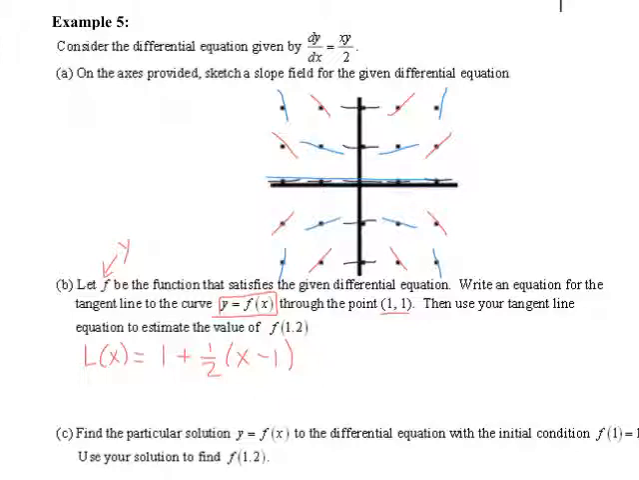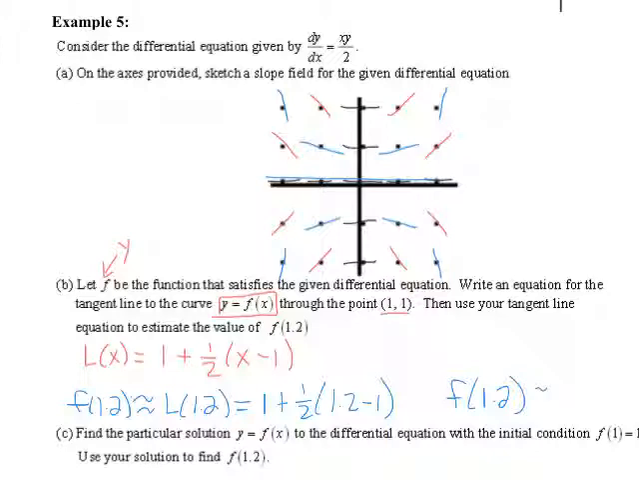Then use your tangent line to estimate the value of f of 1.2. So what we have here is linearization. f of 1.2 is approximately equal to L of 1.2, and L of 1.2 is 1 plus a half times 1.2 minus 1. And we find that f of 1.2 is approximately equal to 1.1.